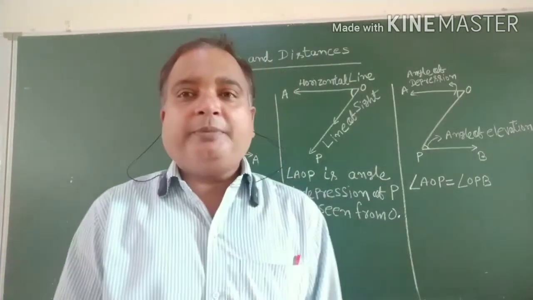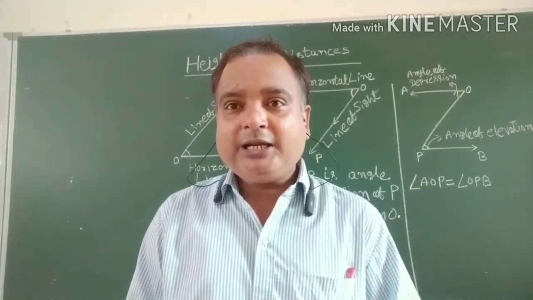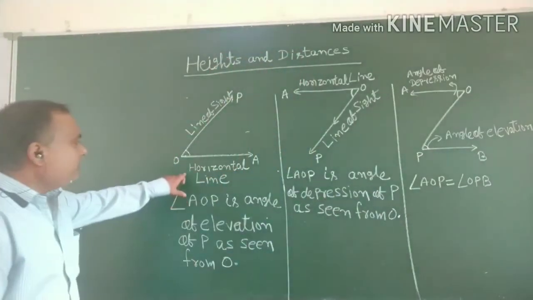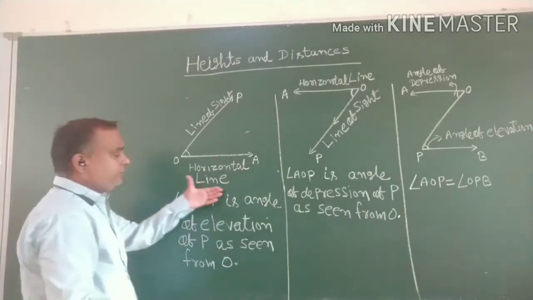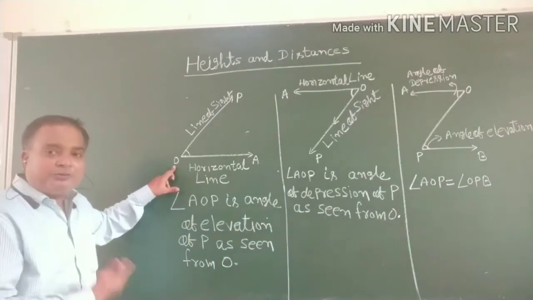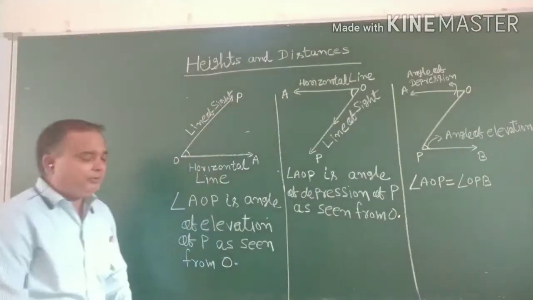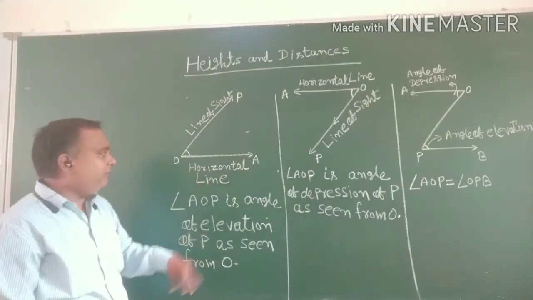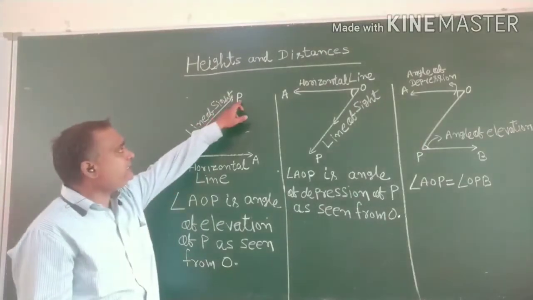In this chapter, we have to study first what is the angle of elevation and what is the angle of depression. Now, in this figure, I take OA, that is a horizontal line, or we can say simply it is a ground level. O is the observer, and it looks to an object P.